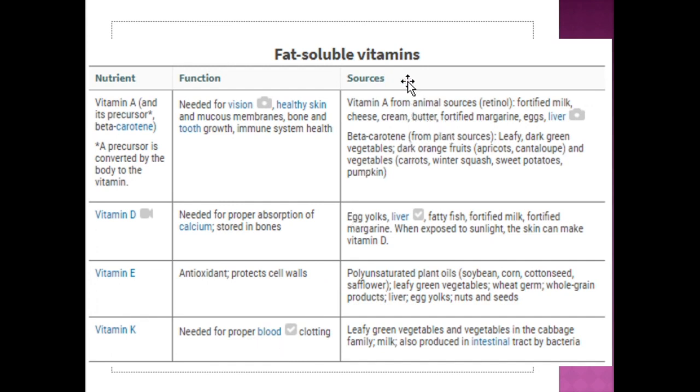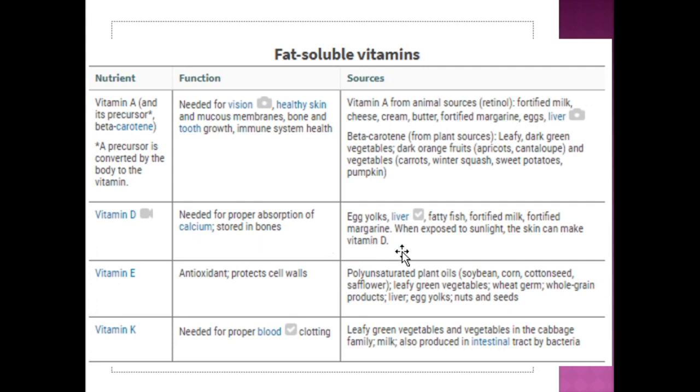Okay, so the third column is for sources of the vitamins from food, and how we obtain the vitamin from the diet. For example, vitamin A, we can get it from animal-based sources such as fortified milk, cheese, cream, butter, fortified margarine, egg, and liver. And for plant-based, for example, leafy dark green vegetables, dark orange fruits, and also carrots. Yeah, very important for you to remember.